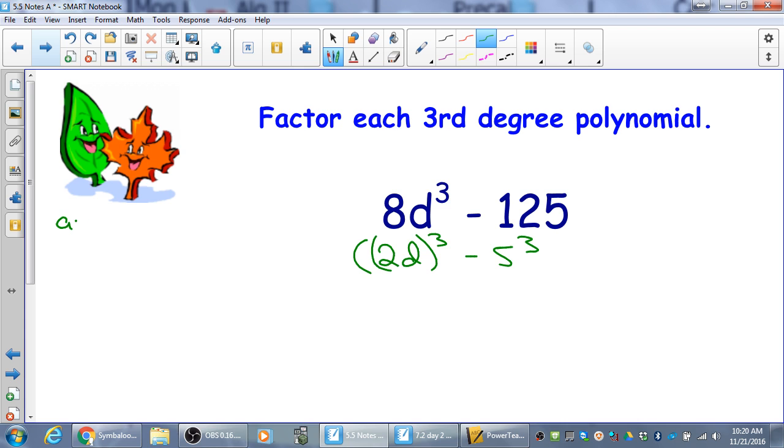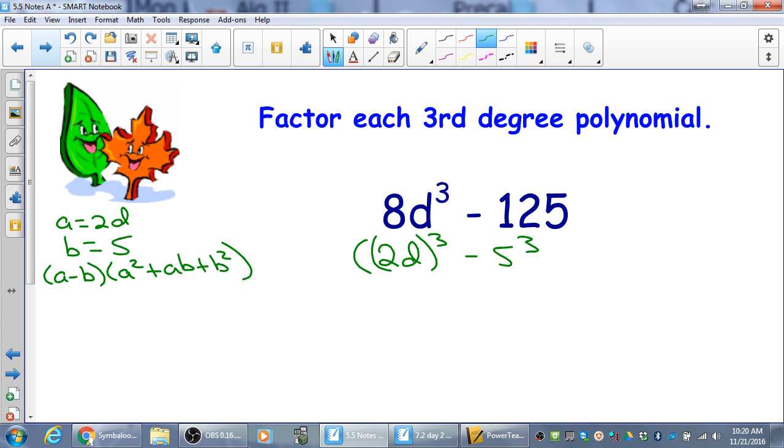So your A is 2D and your B, in this case, is 5 in the pattern because they use A's and B's in the pattern. The pattern says A minus B, same sign, A squared plus AB plus B squared. There's your pattern right there. That is the difference of 2 cubes.